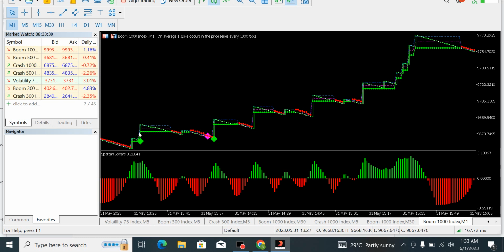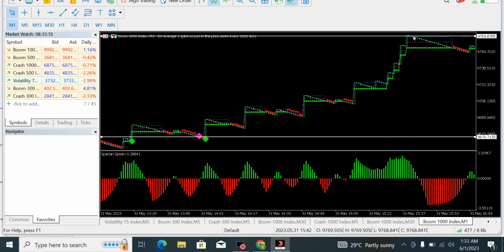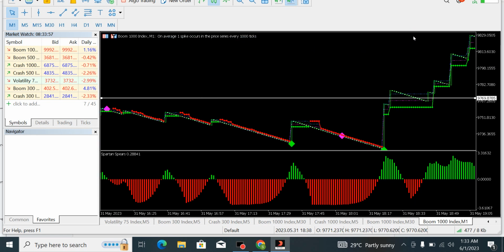You can imagine you placing your order around here and it goes down below your order, and of course now it spikes and keeps on spiking till it got to this region. That's amazing, guys. You can imagine you coming in right from here and closing your trade around here. That's a lot of profit for you guys, and that's not the only time you have the opportunity.